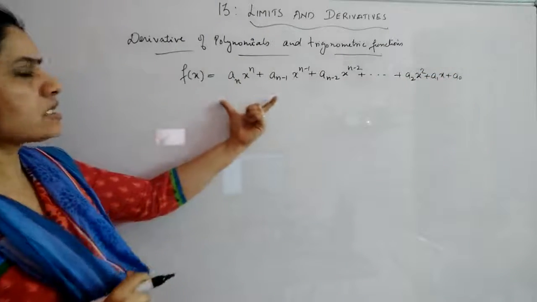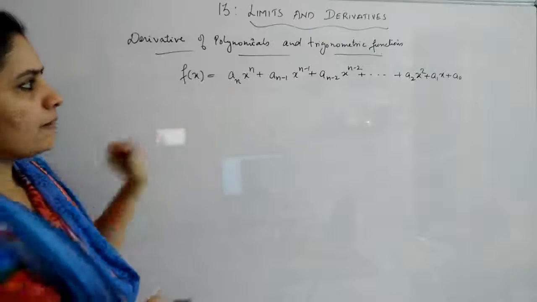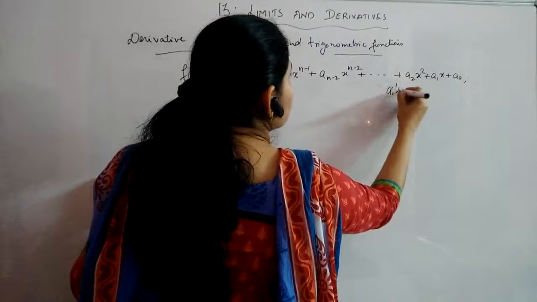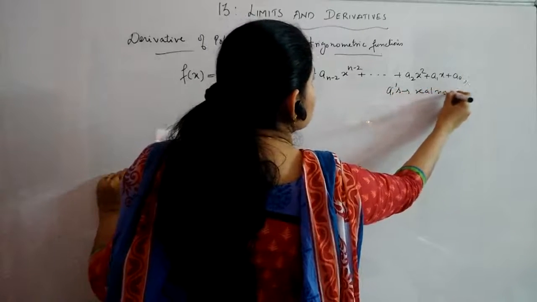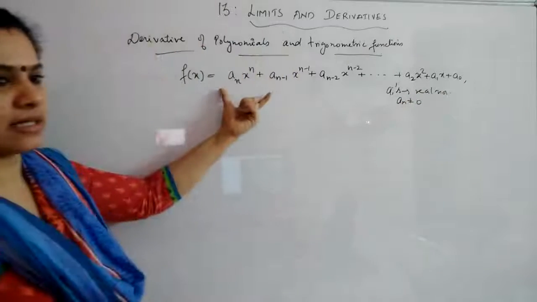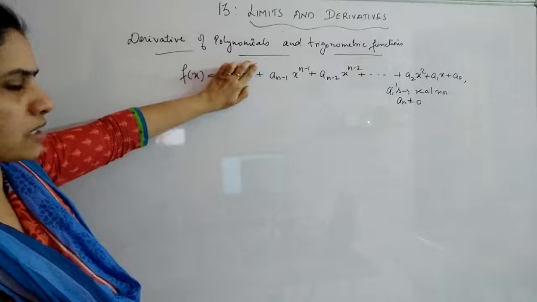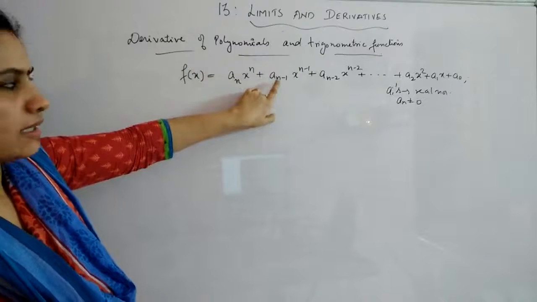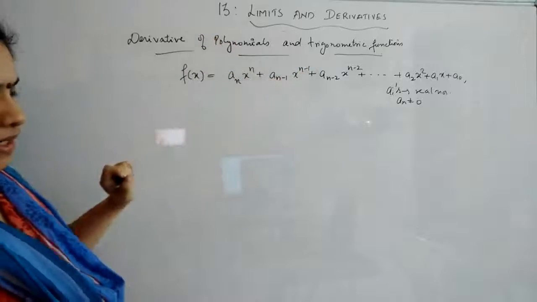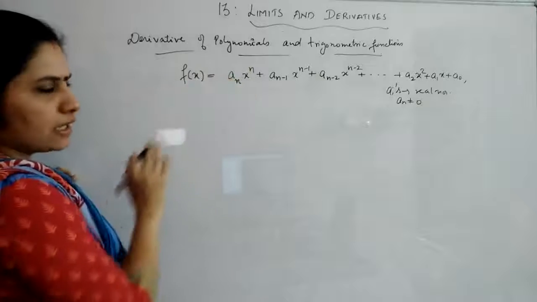So suppose this is the polynomial given, polynomial function given for you, and we can say that what all you know about these things, ai's will be real numbers and an should not be equal to 0, then only we can say that it is a polynomial of degree n. If an is 0, you will not have this term, then it will become a term or a function or polynomial of degree n minus 1. That's why we are saying an is not equal to 0. Okay. Now we have to find out the derivative of this function.